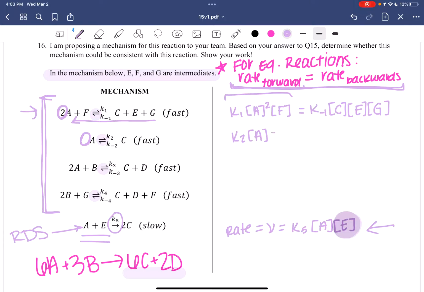So now that is going to be equal to the rate of our backwards reaction, which has a rate constant of K minus 2. And now the reactant of that is just the concentration of C. And again, there's no coefficient, so there's no superscript in this expression. So that one wasn't too bad.